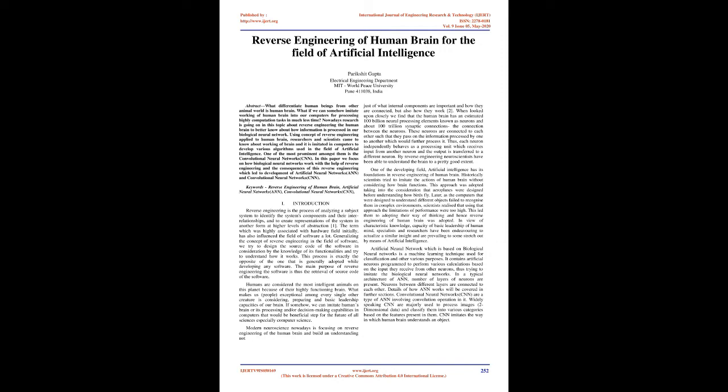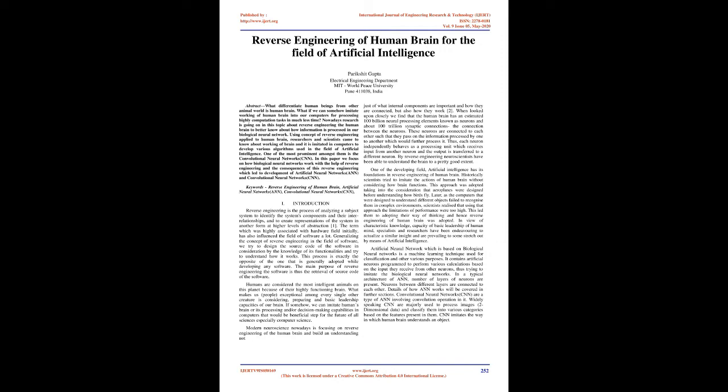Humans are considered the most intelligent animals on this planet because of their highly functioning brain. What makes us exceptional among every other creature is the considering, planning, and decision-making capacities of our brain. If somehow we can imitate the human brain or its processing and decision-making capabilities in computers, that would be a beneficial step for the future of all sciences, especially computer science.